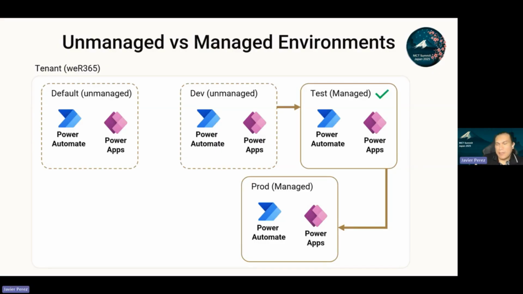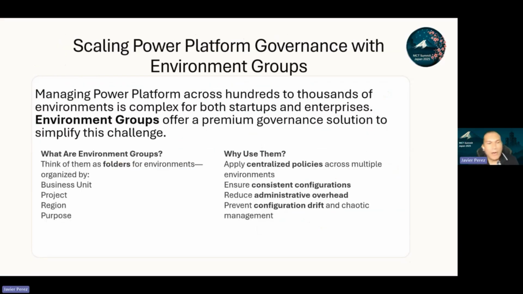Here we can see the benefits of lifecycle management and application management. We have three environments: the development environment that is unmanaged, the test environment that is managed, and production that is another managed environment. In the managed environment, remember, we can make changes to the apps or the flows. But in Power Platform, we don't only have Power Apps or flows. We have different features that we can use.